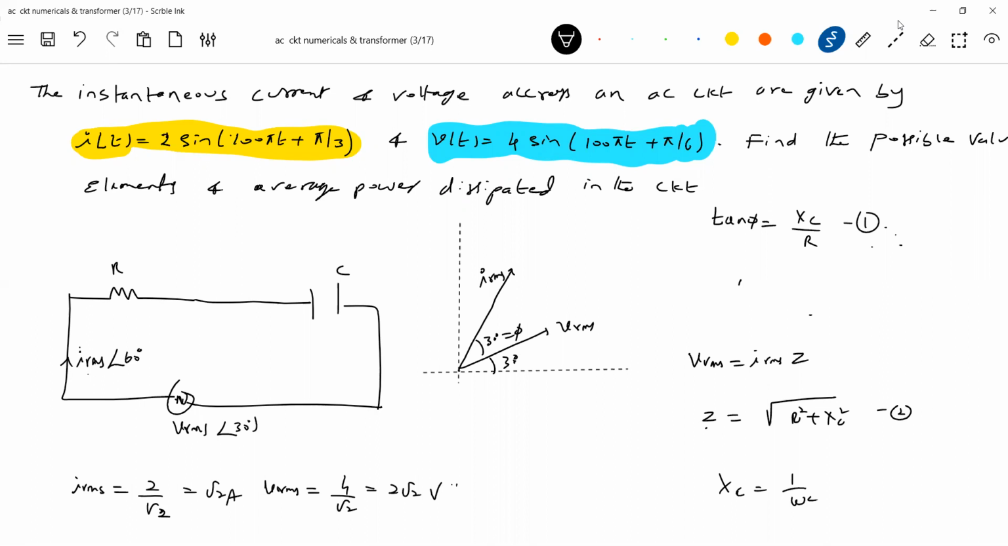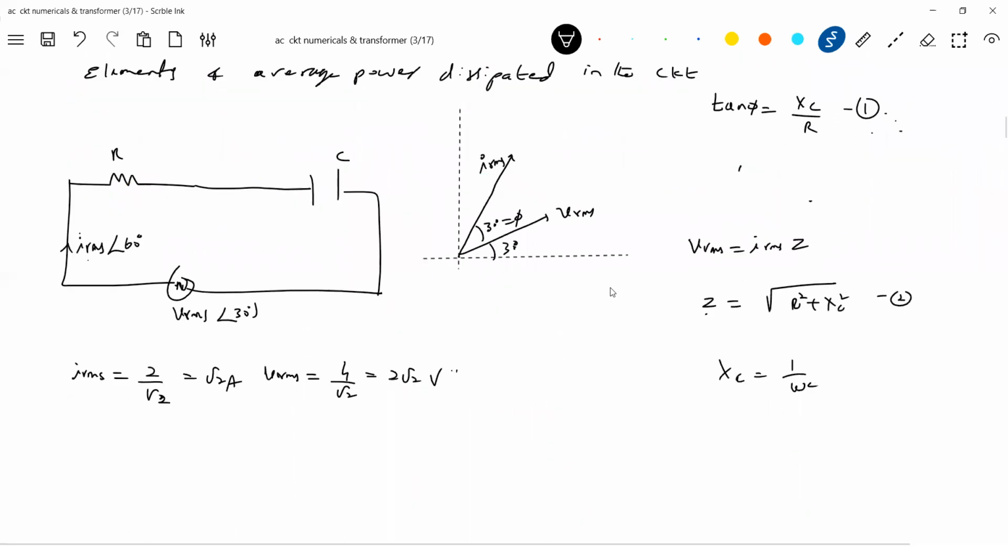Is it okay, the phasor diagram? Then the impedance triangle, how it should be? I think you have to be a little bit careful here. So how the impedance triangle, in the direction of current, it should be R, no? Okay, the impedance triangle. So it should be R in the direction of current.